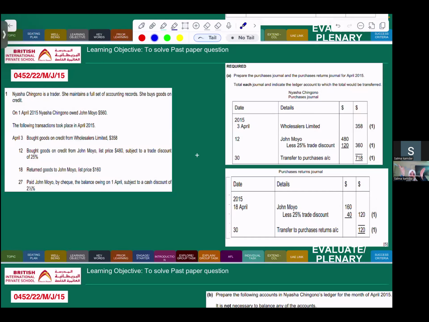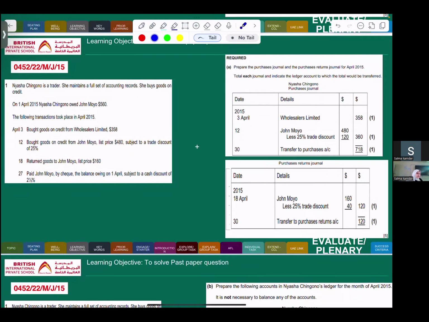Another transaction, another sum of May, June 2015, where you're asked to make purchase journal, purchase return journal, and an account of a supplier. So whenever you're asked to make journal, purchase journal, the name that is mentioned over here would always be your supplier.